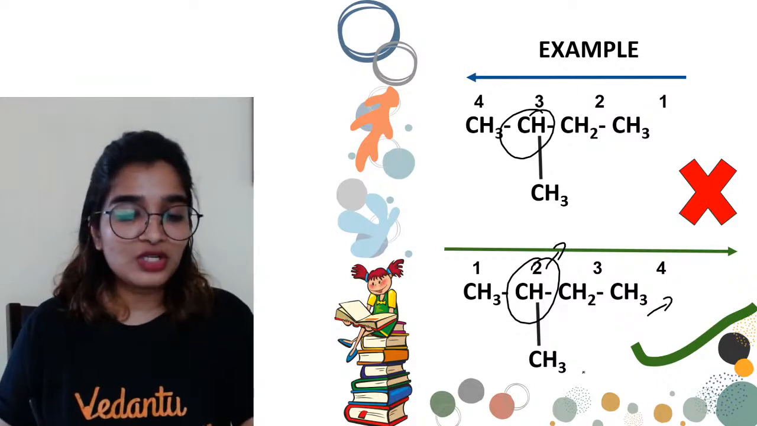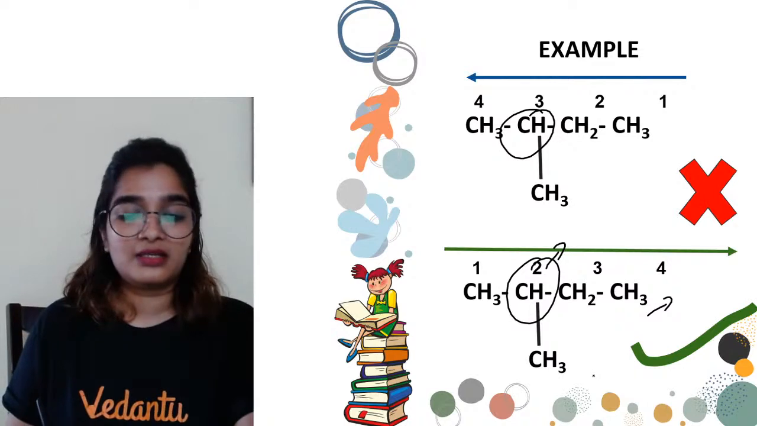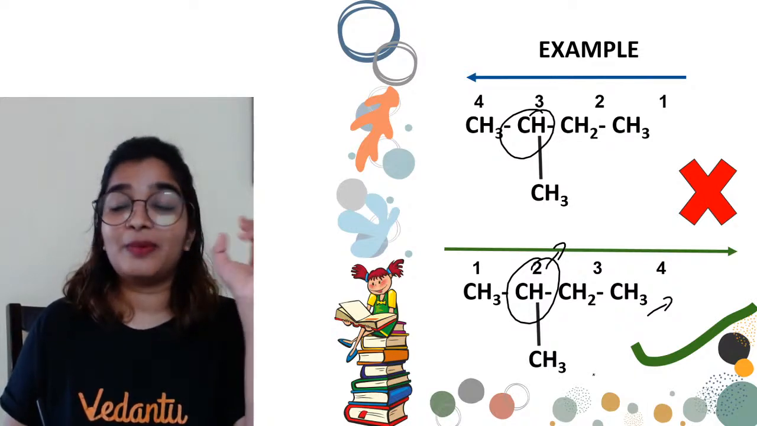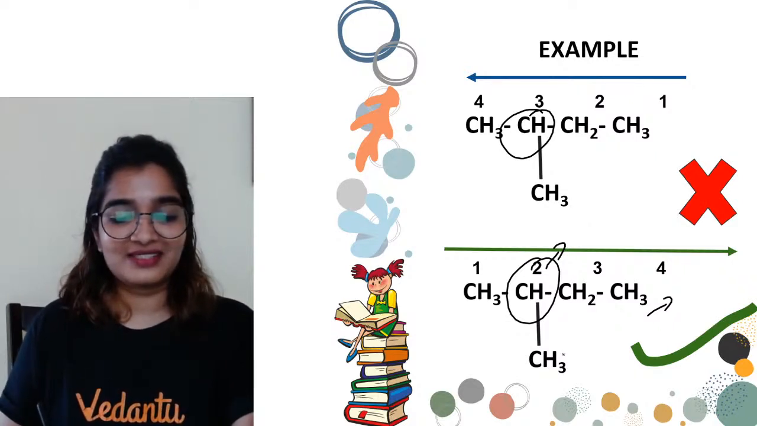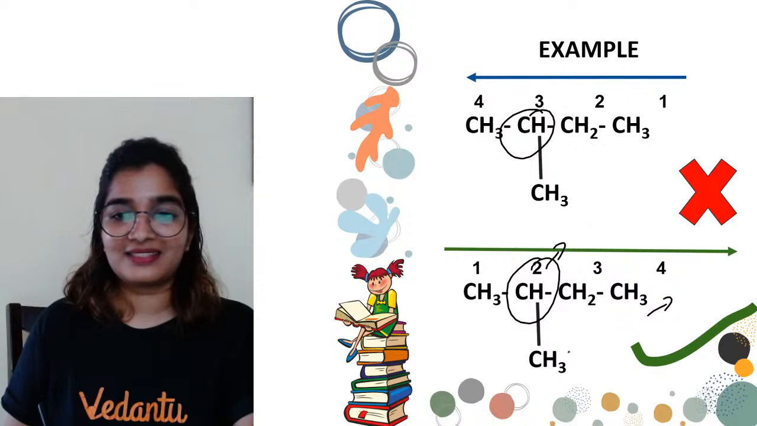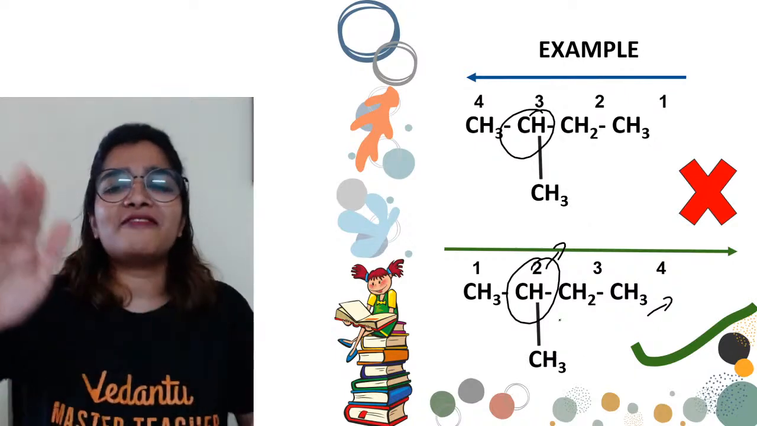So what will be its name, children? Can you tell me? IUPAC nomenclature, what will it be? Very good, very good. 2-methyl butane. Bingo. Come on, give me a high five.